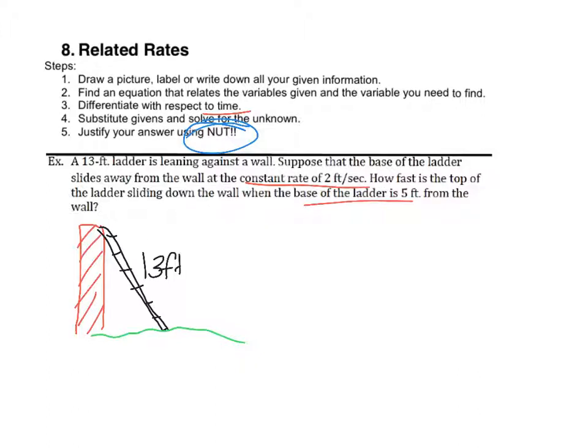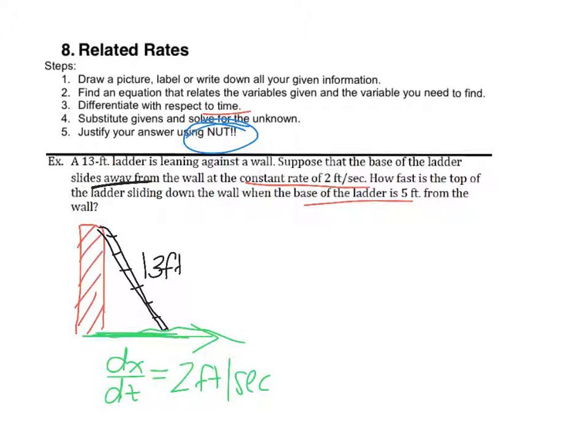I know that it's sliding away from the wall at a constant rate of 2 feet per second. So 2 feet per second is my rate down here. I'm going to call it dx/dt because that's the rate that x is changing. So this amount down here, how far is that ladder moving out? That's going at a rate of 2 feet per second. And don't forget your units here. These are really important. And then how fast is the top of the ladder sliding down the wall when the base of the ladder is 5 feet from the wall?